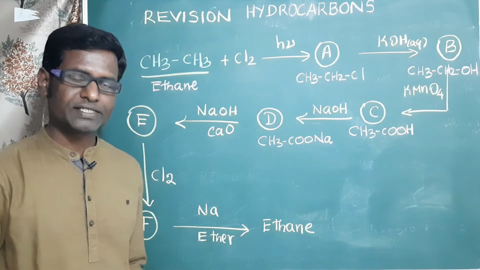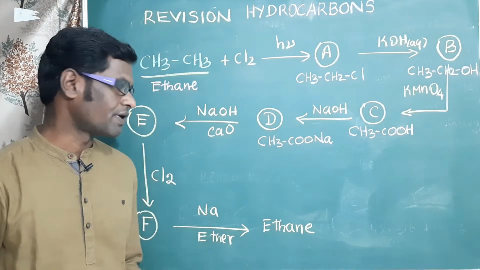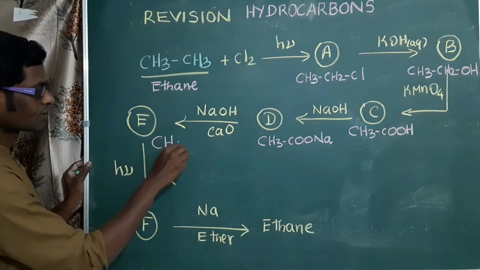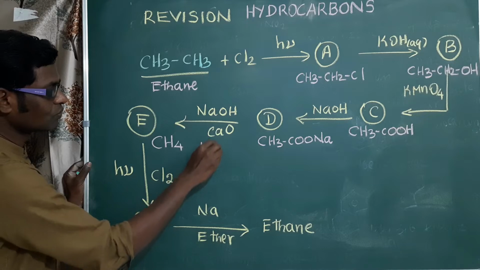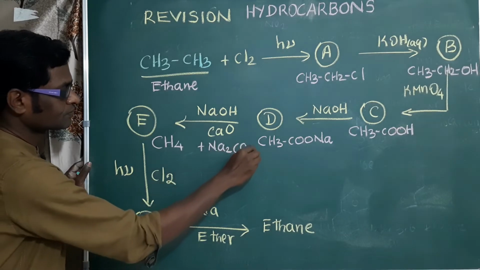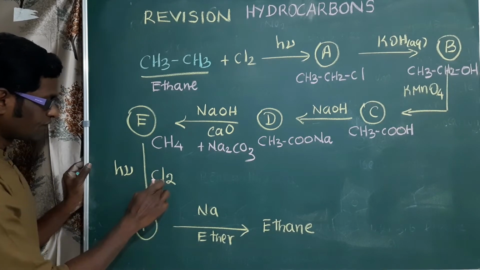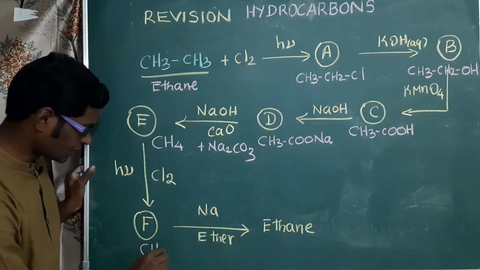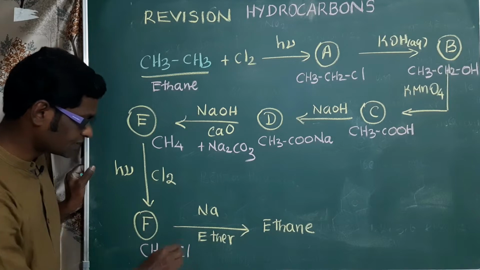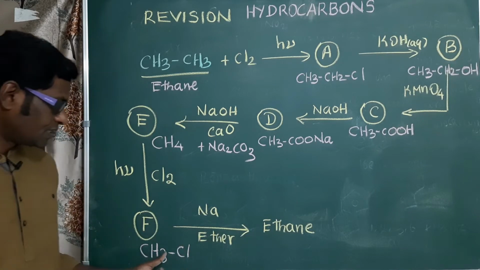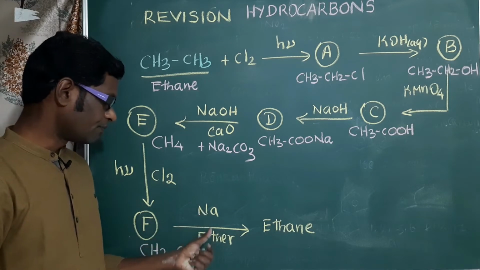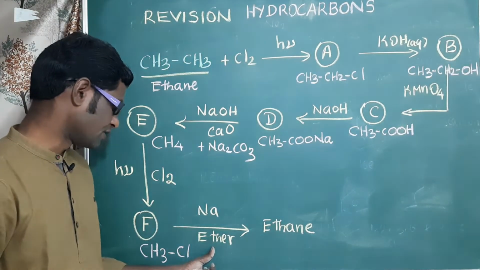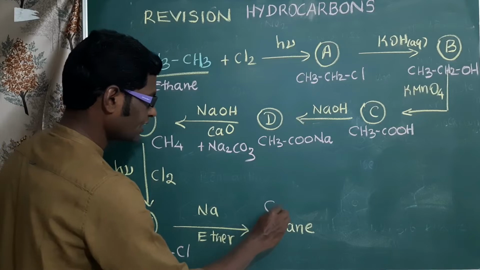Sodium acetate treated with a mixture of sodium hydroxide and calcium oxide, collectively called soda lime. What's the name of the reaction? Decarboxylation reaction. We will get methane plus Na2CO3. When methane is treated with chlorine in presence of light, we will get chloromethane, CH3Cl. The CH3Cl is treated with sodium in presence of ether. Name of the reaction, Wurtz reaction. Finally, we will get ethane.